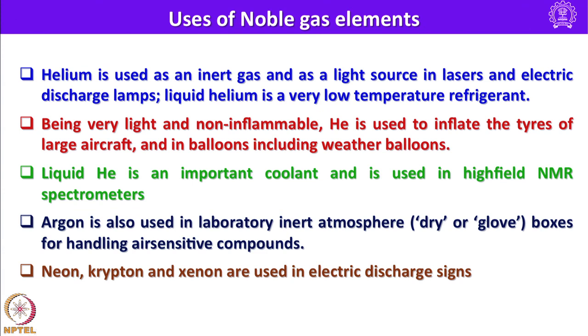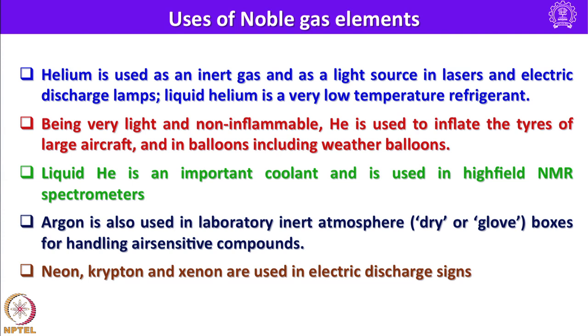Helium is used as an inert gas and as a light source in lasers and electric discharge lamps. Liquid helium is a very low temperature refrigerant. Being very light and non-flammable, helium is used to inflate the tires of large aircraft and in balloons, including weather balloons. Liquid helium is an important coolant and is used in high field NMR spectrometers.